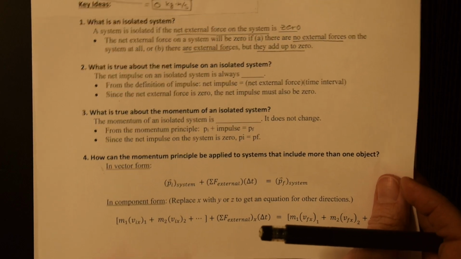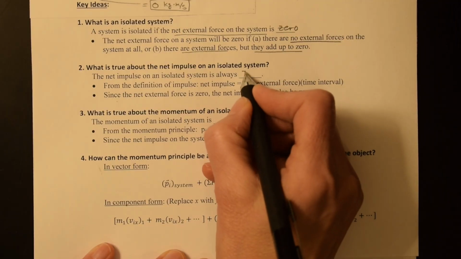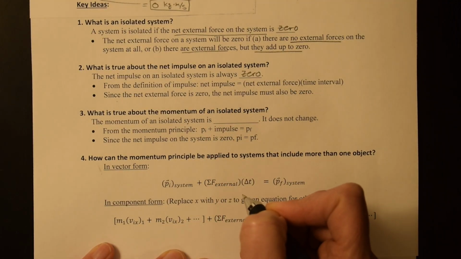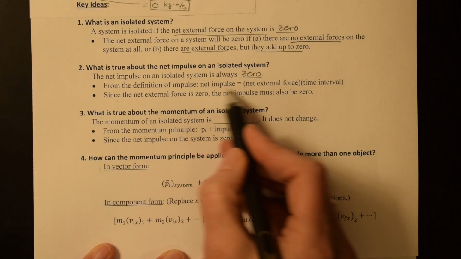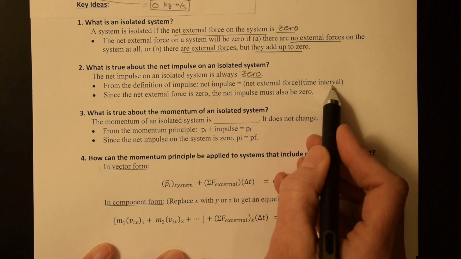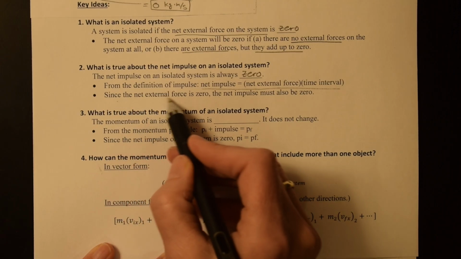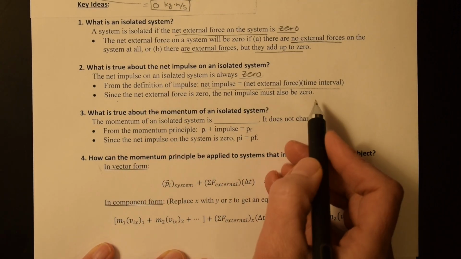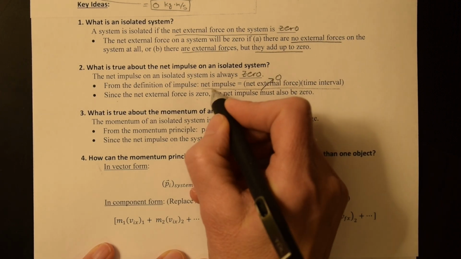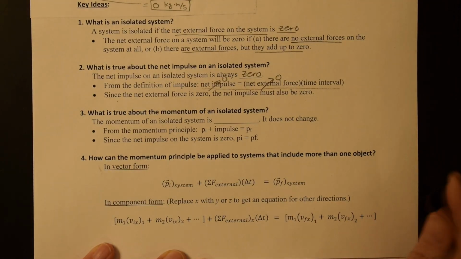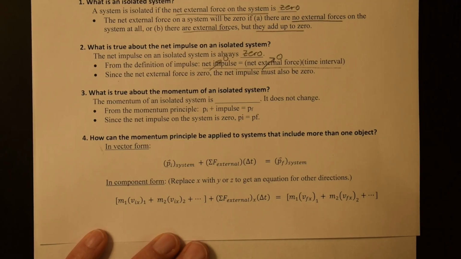Number 2, what is true about the net impulse on an isolated system? The net impulse on an isolated system is always 0. This is because from the definition of impulse, net impulse is equal to the net external force times the time interval. This is just the definition of impulse. And then since the net external force is 0, the net impulse must also be 0. So if the net external force is 0, then 0 times any time interval is going to give you 0 for the net impulse.